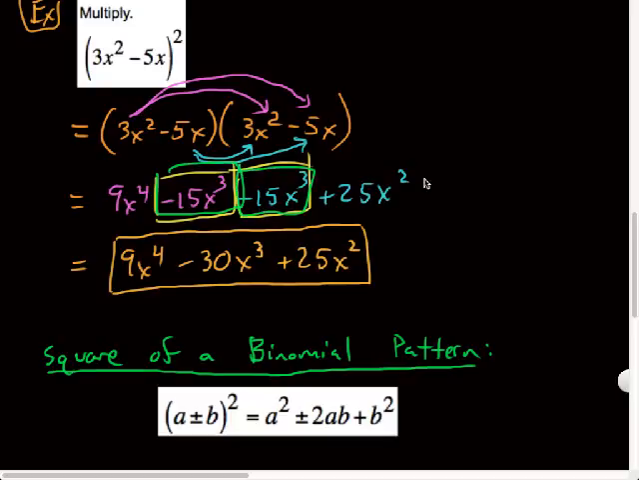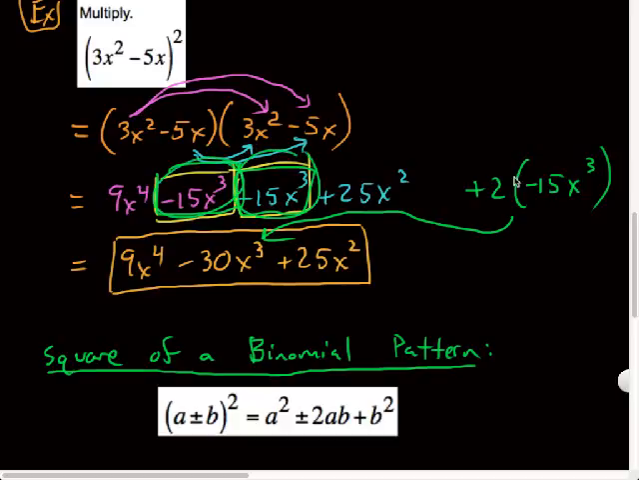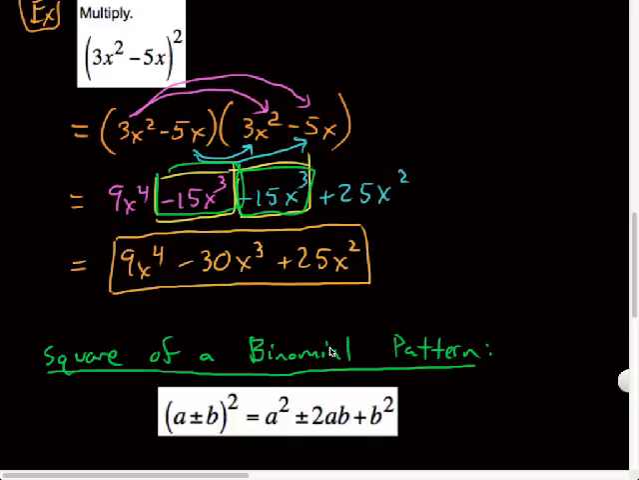So I could have actually thought of that as plus 2 times the negative 15x cubed, because there were 2 of them. And notice 2 times that does in fact equal negative 30x cubed. So with this pattern, my O and I from the FOIL, the outsides and the insides, will always be the same. So I can just think about it as there's 2 of them. That is kind of where that pattern comes from.